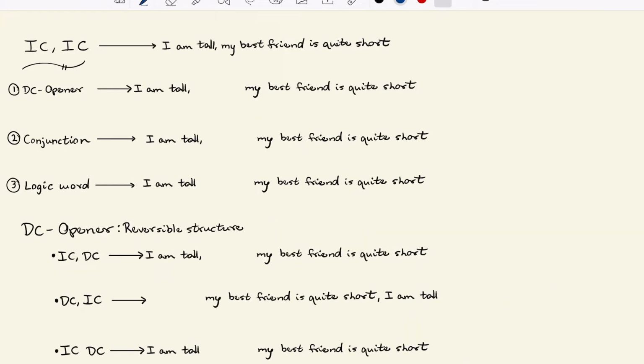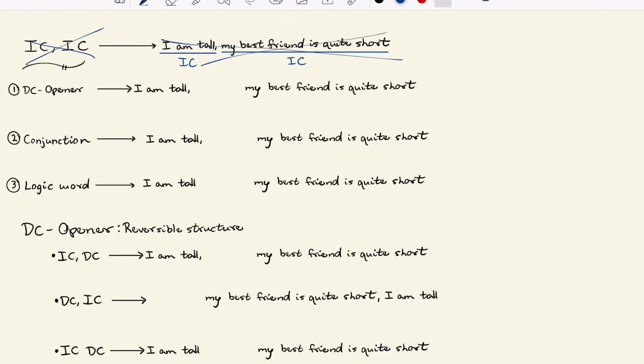Next, we are going to talk about independent clause, comma, independent clause. So for example, we have, I am tall, comma, my best friend is quite short. I am tall is an independent clause, and my best friend is quite short is also an independent clause. However, this sentence is not grammatically correct, but we can join two independent clauses in three different ways.